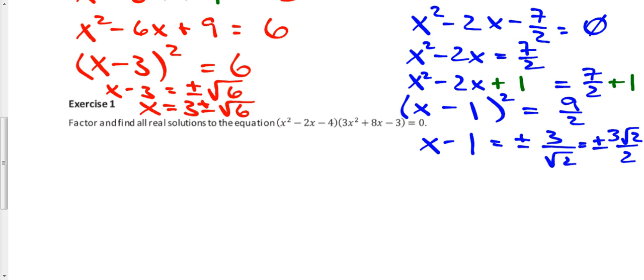So x minus 1 equals plus or minus 3 root 2 over 2. And then to solve for x, I simply add 1 to both sides. So x equals 1 plus or minus 3 root 2 over 2. Can I put that under one fraction?